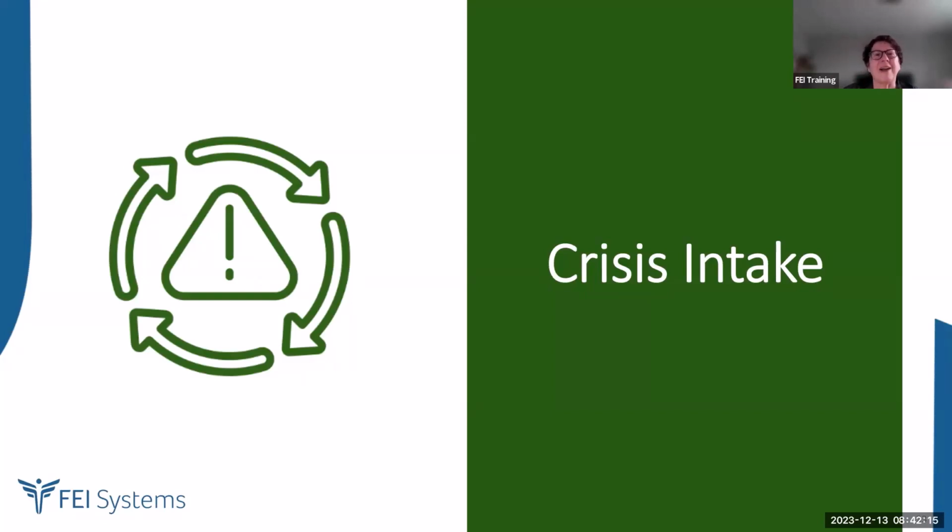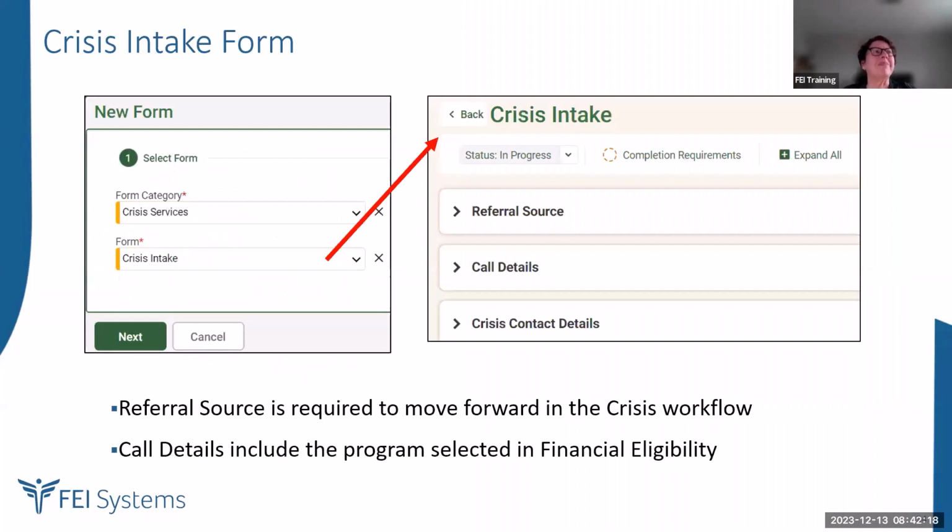So anyway, our crisis intake form. Each form, when you go to start it, starts with a form category. You select the form category, and then you select the particular form. And here, obviously, we're doing the crisis intake form. At the top of each form, it's going to have the form name, and then there's going to be a bunch of different tools right underneath the form name.